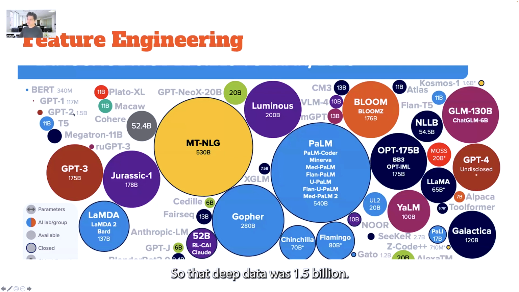GPT-2 was 1.5 billion, GPT-1 was 20 billion. GPT-4 is undisclosed, so that's surprising. Some of them are 20 billion.